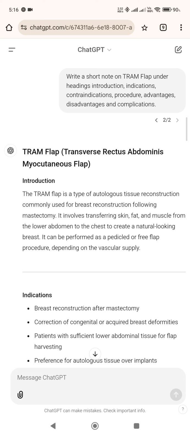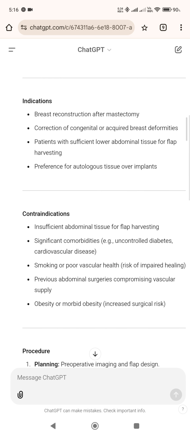It can be performed as a pedicled or free flap procedure, depending on the vascular supply. Indications: breast reconstruction after mastectomy, correction of congenital or acquired breast deformities, patients with sufficient lower abdominal tissue for flap harvesting, preference for autologous tissue over implants.